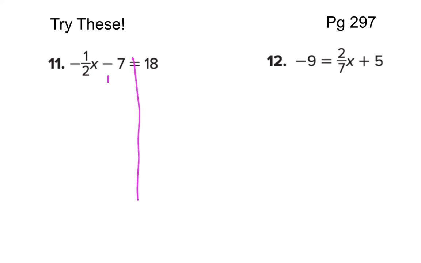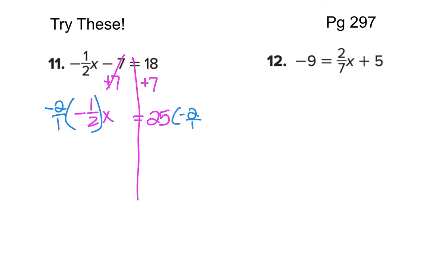All right, I'm going to show my steps here. I'm going to add 7 to both sides, and I have -1/2 x equals 25. To undo or get rid of that -1/2, I'm going to multiply by -2 over 1. I'm going to do the same thing on the right side. That cancels, and I'm left with x equals 25 times -2, which is -50. I'm not going to check my answer. I'm just going to keep us rolling here.